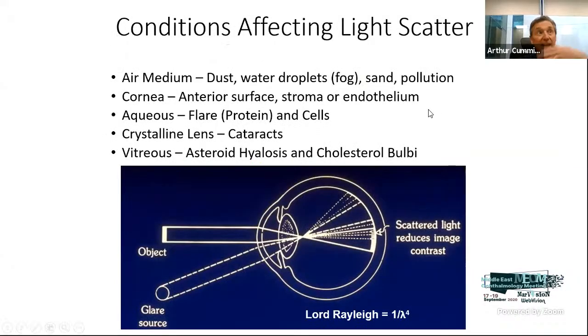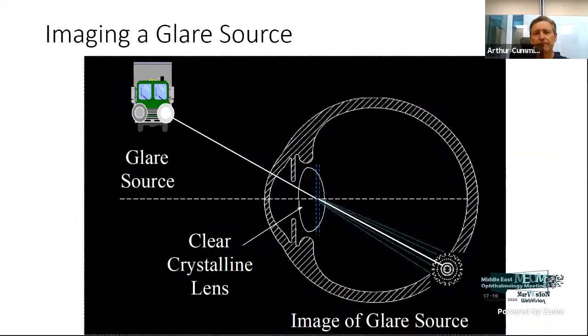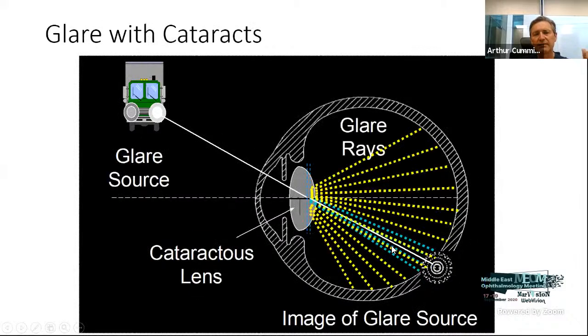Conditions in our environment that affect scatter are things like dust, fog, sand, pollution in the air. In the cornea, it's the anterior surface or the stroma or endothelium. It could be the aqueous, protein and cells in the anterior chamber. It could be early cataracts. It could even be things in the jelly. So if someone sees glare, there's a glare source, and the glare lands on the back of the eye in a fixed point. If someone sees scatter, the light coming in scatters in all directions and impacts a much, much larger area of the retina.